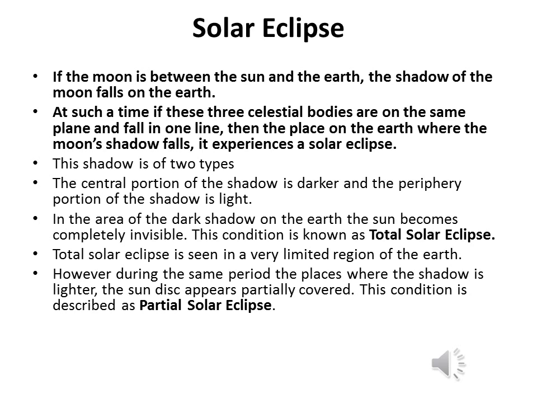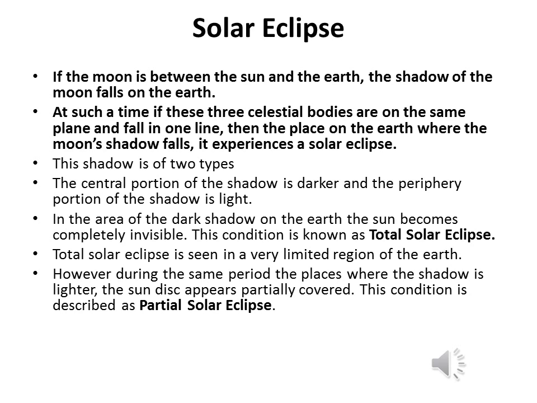Solar eclipse: if the Moon is between the Sun and the Earth, the shadow of the Moon falls on the Earth. At such a time, if these three celestial bodies are on the same plane and they fall in one line, then the place on the Earth where the Moon's shadow falls experiences a solar eclipse. This shadow is of two types. The central portion of the shadow is darker and the periphery portion of the shadow is light.